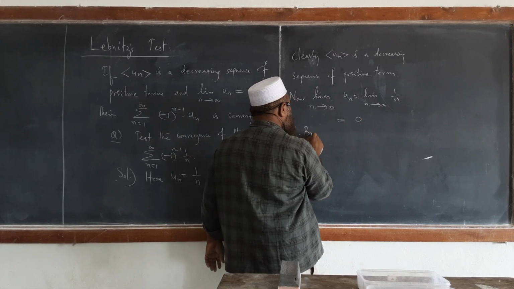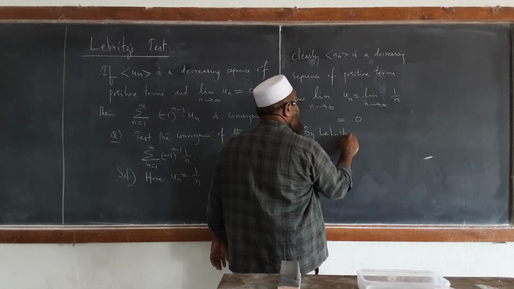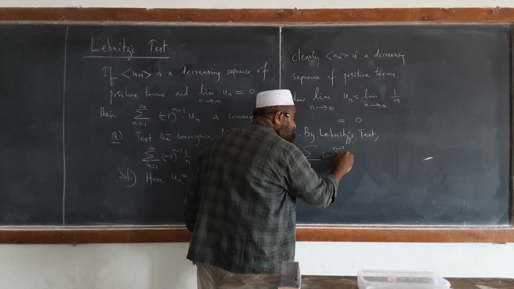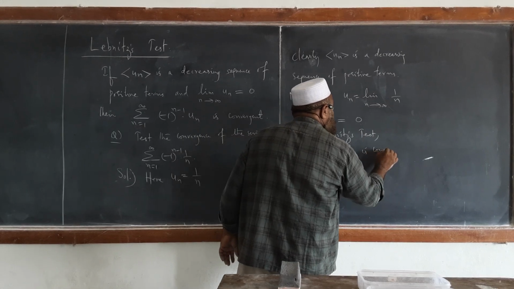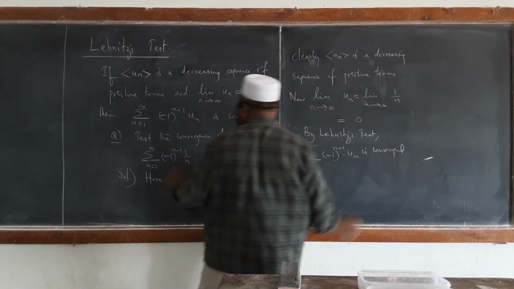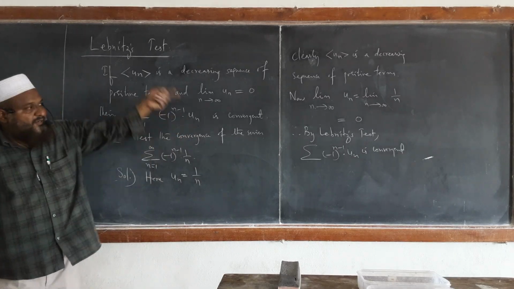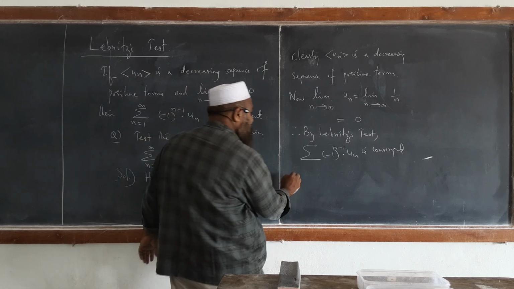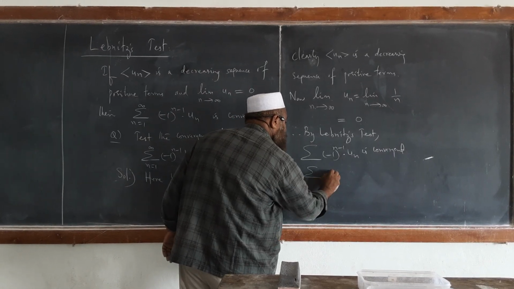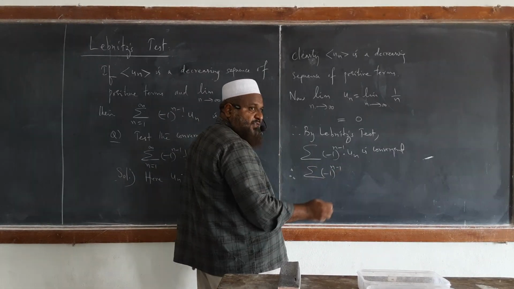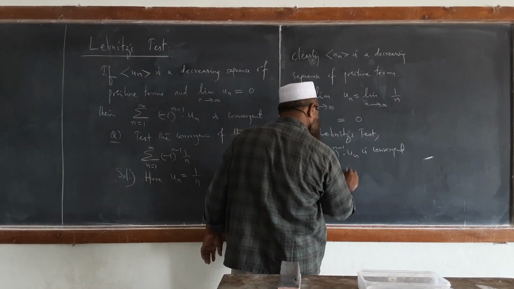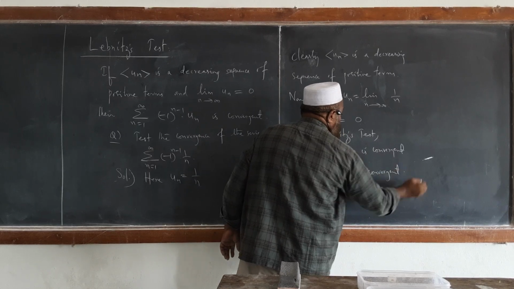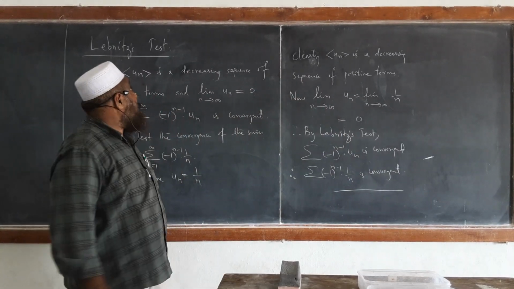Therefore, by Leibniz test, sigma minus 1 power n minus 1 into Un is convergent, right? I am writing in the same fashion. But now I will replace the Un value with 1 by n. So what do I get now? Therefore, sigma minus 1 power n minus 1, you can skip n is equal to 1 to infinity, it is understood always, into 1 by n is convergent. I hope you are clear, right?